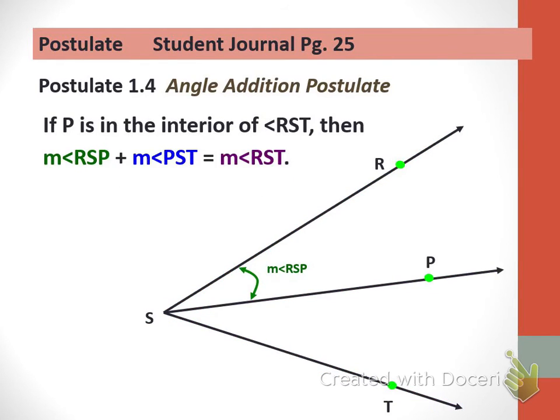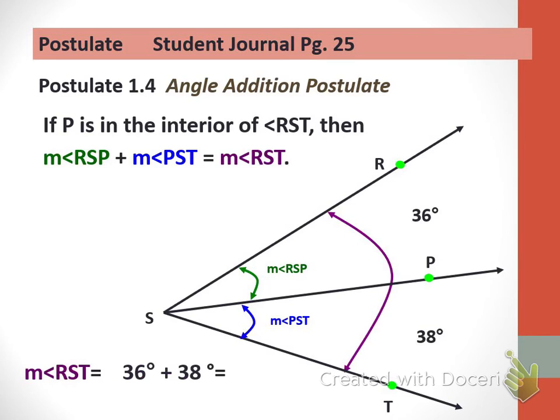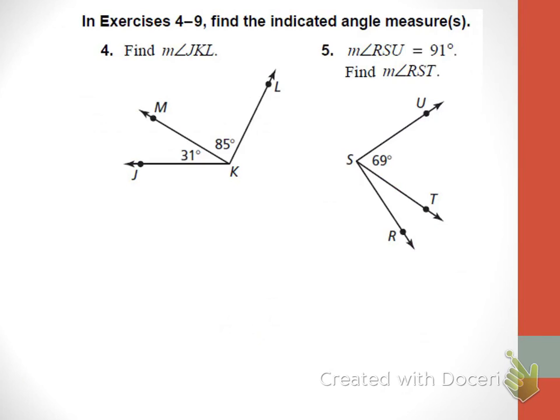I'll show you. They put the measure of RSP plus the measure of PST equals the measure of RST. It's not very memorable. Then they give an example. If RSP is 36 and PST is 38, what would I do to find the measure of RST? Add them together. And 36 plus 38 makes 74. Look at that. Going to go to the next page. This is the last thing we learned together today.